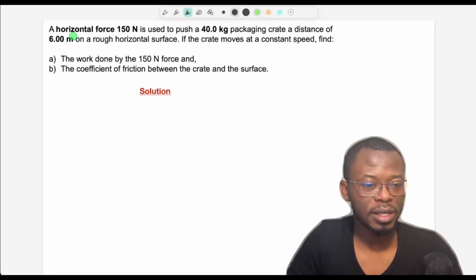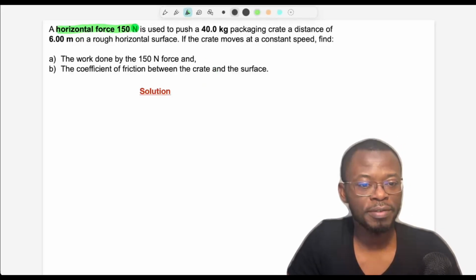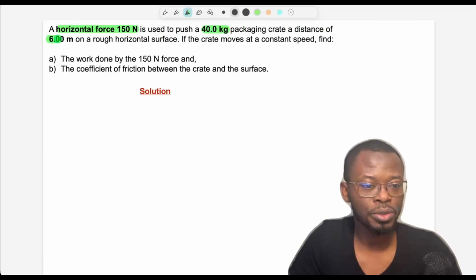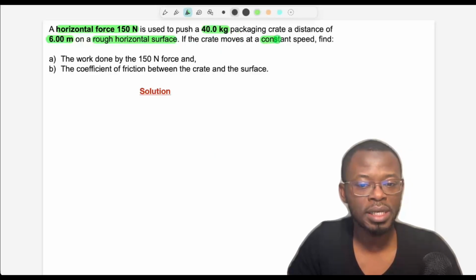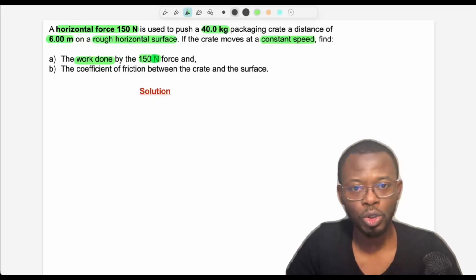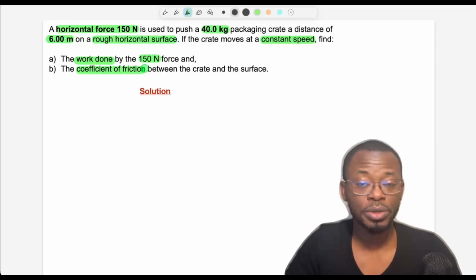So a horizontal force of 150 newtons is used to push a 40.0 kilogram packaging crate a distance of 6.00 meters on a rough horizontal surface. If the crate moves at a constant speed, we are to determine the work done by the 150 Newton force, and also we are to determine the coefficient of friction between the crate and the surface. Let's look at the solution.